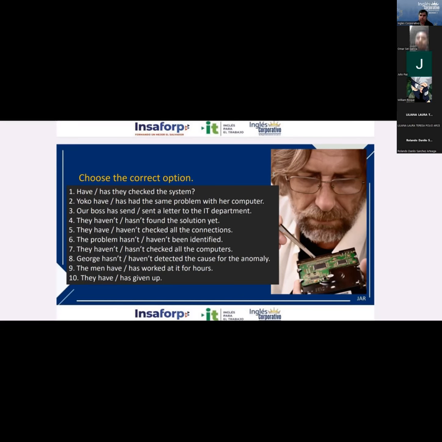How they check the system. Yoko would be Yoko. Had the same problem with her computer. Number three. Our boss has sent a letter to the IT department. Okay. Number four.